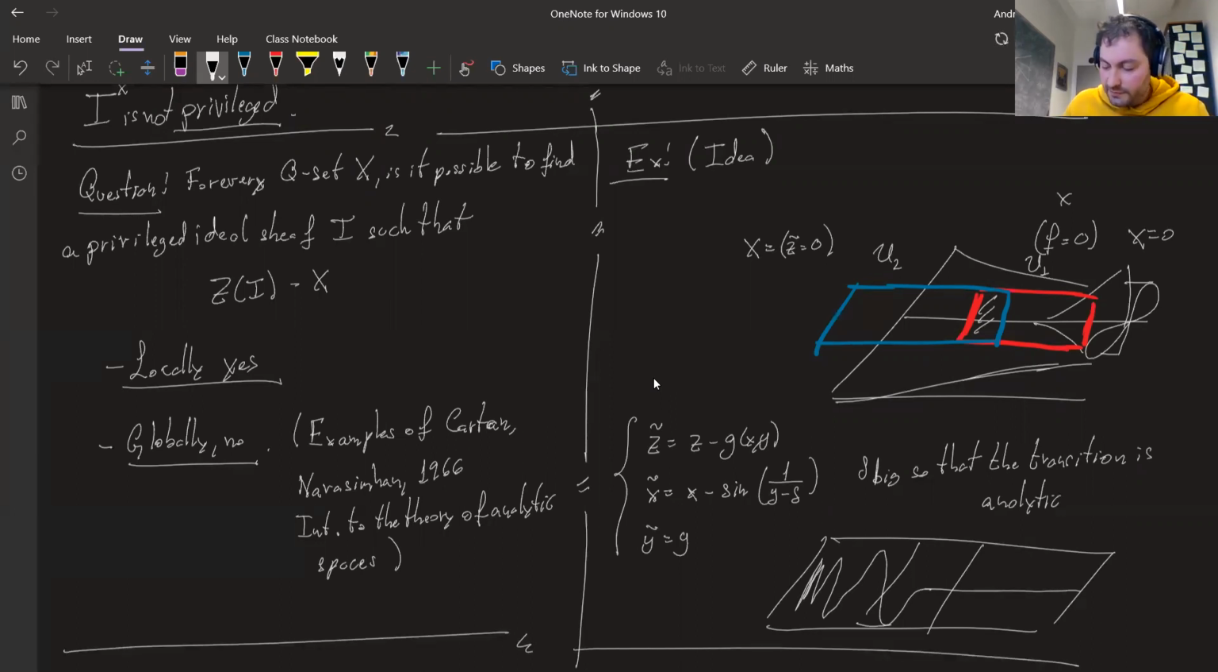So this set here is going to give you something that globally, so locally it will admit, because locally it's just f tilde equals 0, and in the other chart it's just f equals 0. But globally, we're not going to be able to have a privileged ideal sheaf that gives us the set.